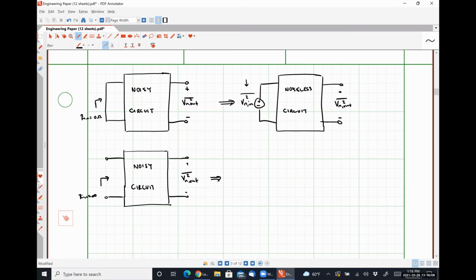But when we try to refer it to the input, we're going to have something that looks like this, right? So we have to maintain our source or input impedance. And so we would have Vn in connected like this. Here is our noiseless circuit. What would we see at our output?